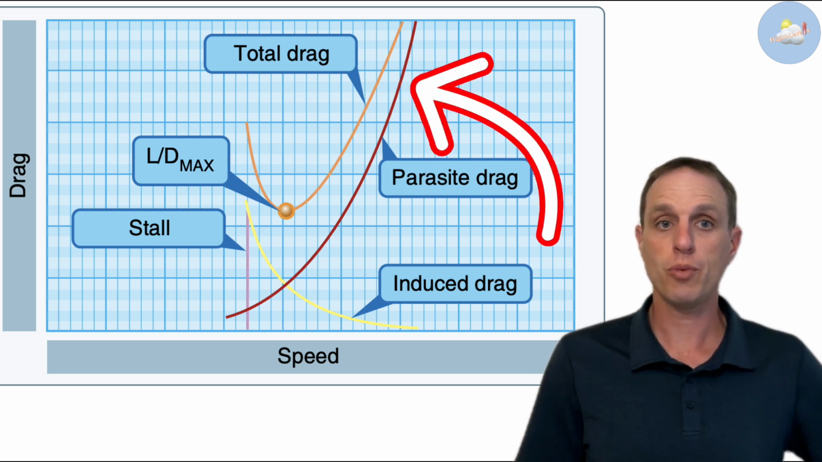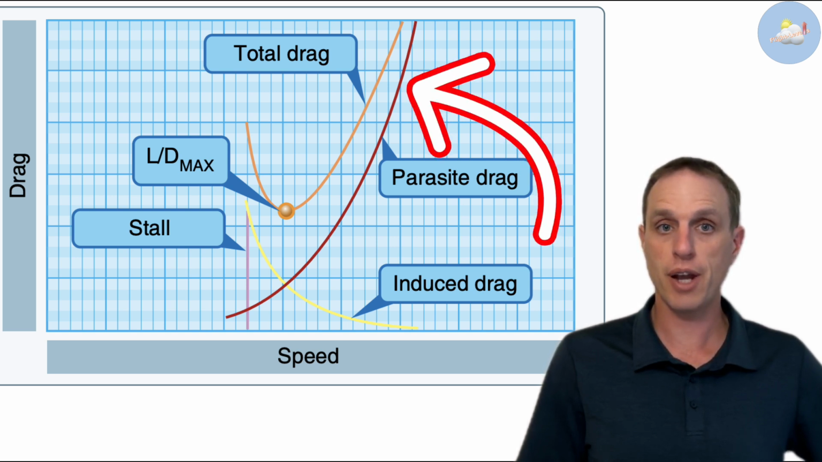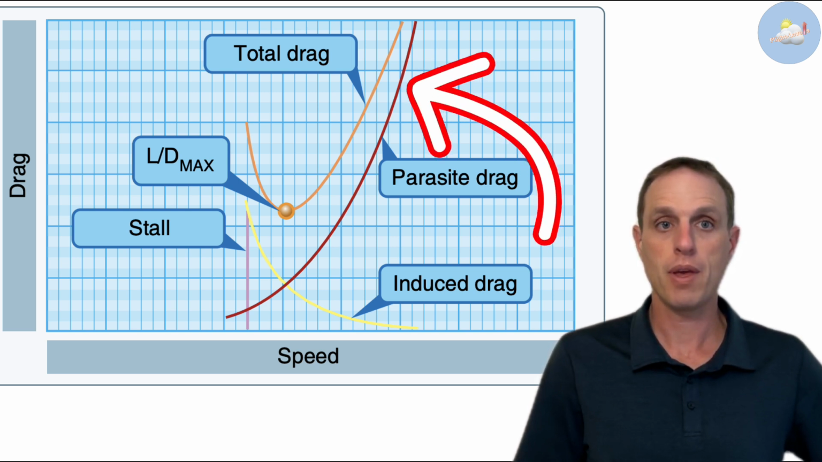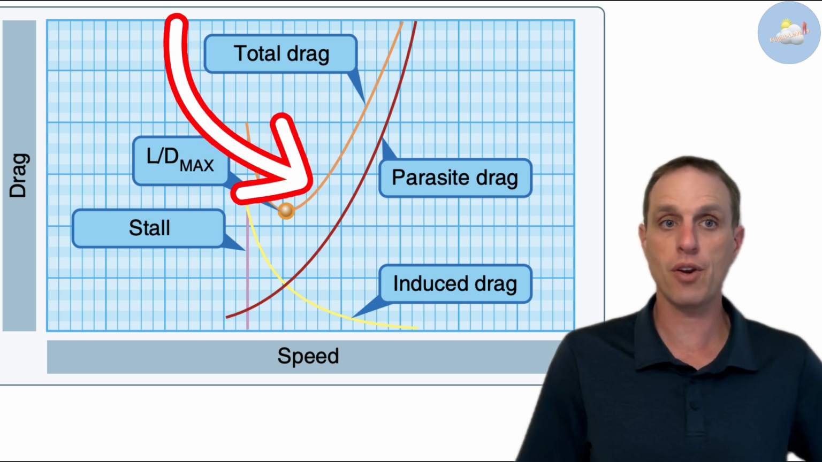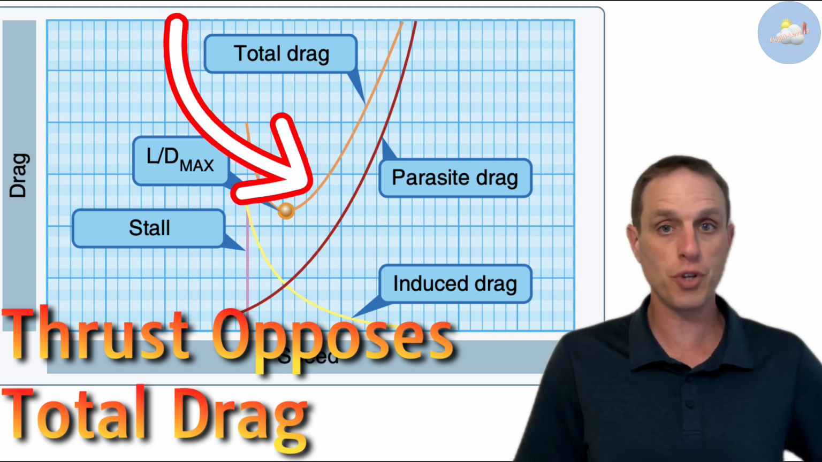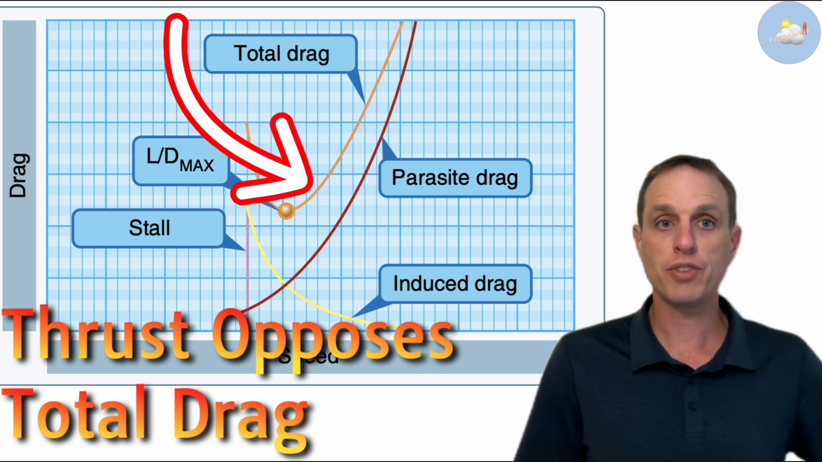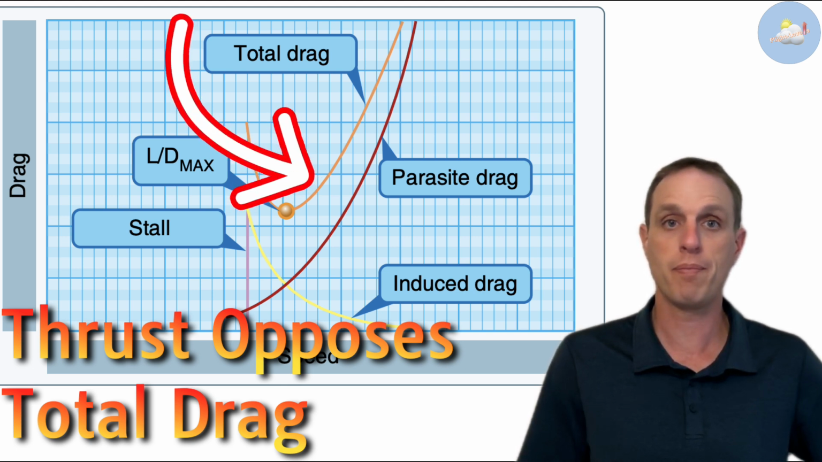Parasite drag is the result of drag not associated with the production of lift. The faster the airspeed, the greater the parasite drag. The slower the airspeed, the lower the parasite drag. The combination of both parasite and induced drag for a given airspeed is the total drag the aircraft is subject to. The thrust our propellers create opposes total drag. The amount of acceleration or angle of climb will depend on how much thrust we have compared to how much total drag we have.